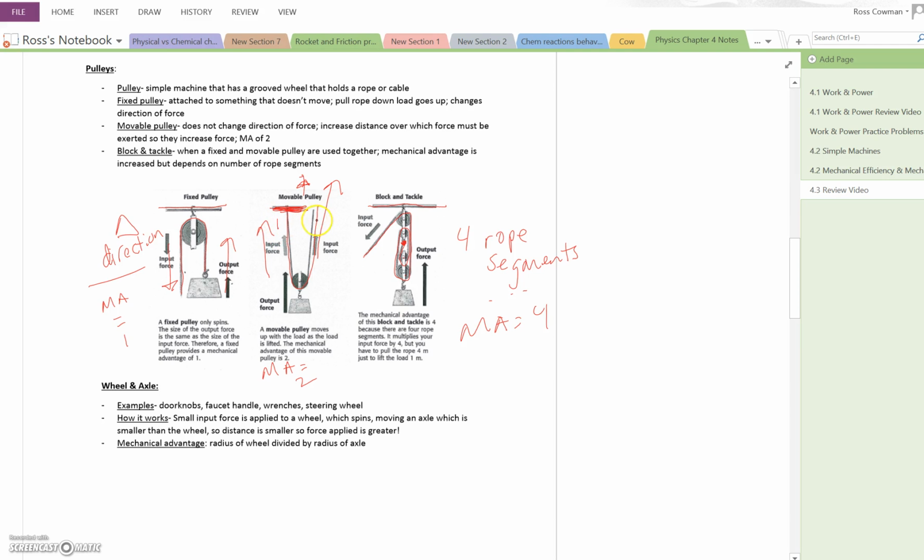Here we've got 1, 2 rope segments, and look, mechanical advantage is 2. We've got 4 over here, 1, 2, 3, 4, because we've got 4 pulleys, therefore the mechanical advantage is also 4.